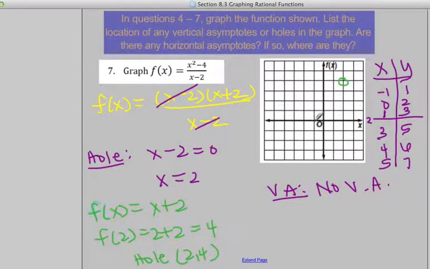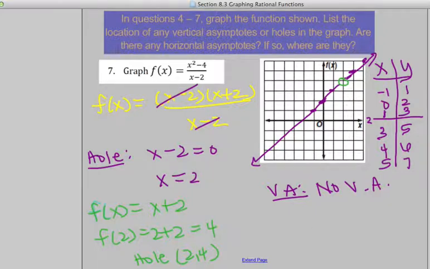At -1, I have 1. At 0, I have 2. At 1, I have 3. At 3, I have 5. At 4, I have 6. So once again, it's looking like I have a line with my open circle, though. Make sure you don't draw anything through it.